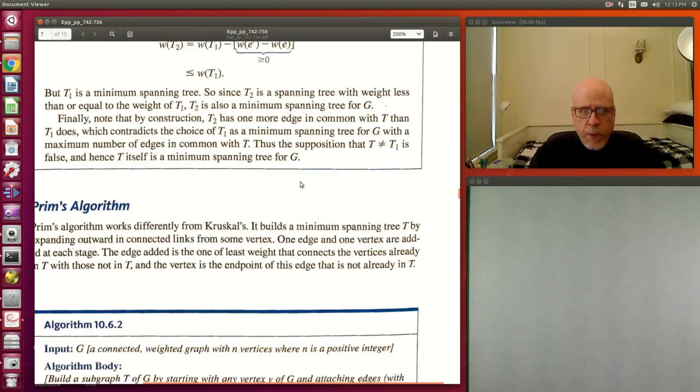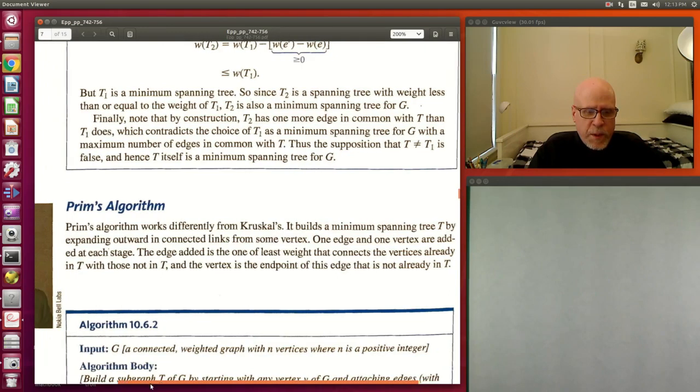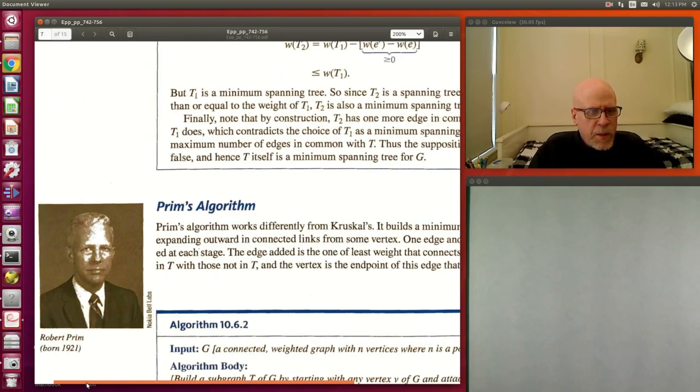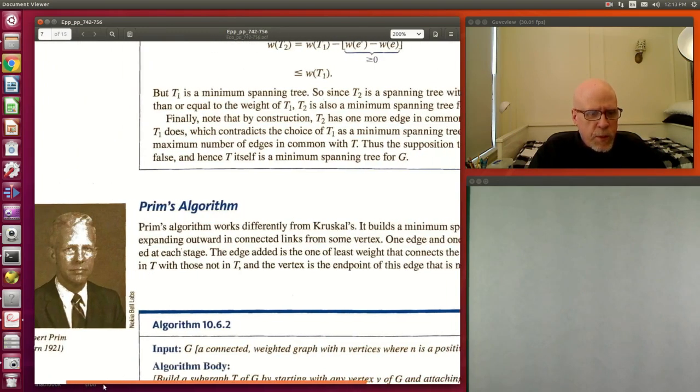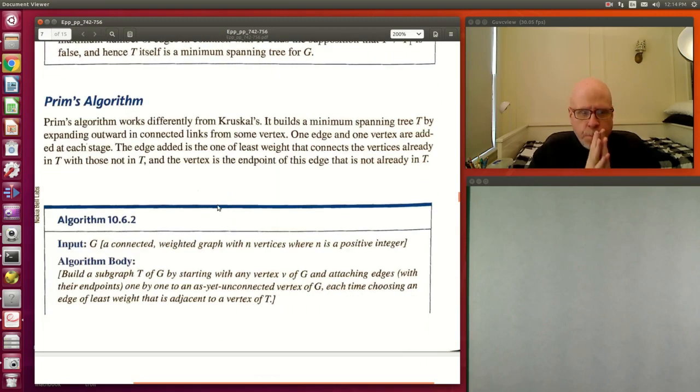All right, so Prim's algorithm is our next one. Recall, this is the one where you think about the graph growing out from an initial vertex out. There's a sort of ugly, distorted picture of Robert Prim there in the margin. It's fine looking in the book, it's just my scan makes it horrible. Anyway, Prim's algorithm. So what did we do there?